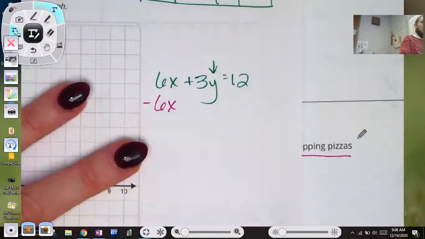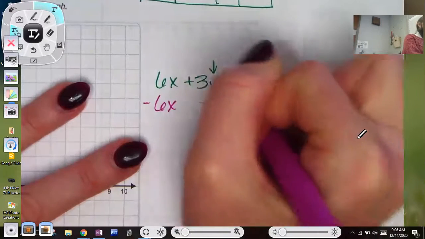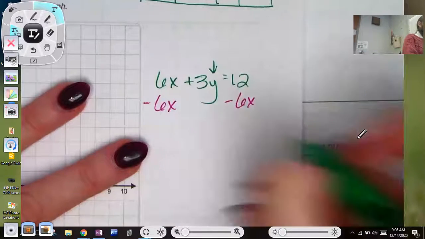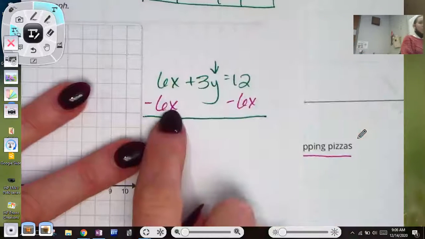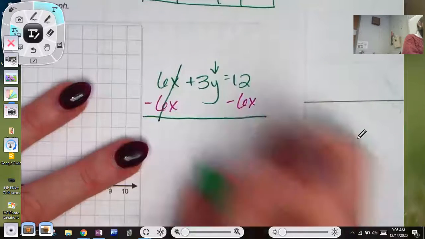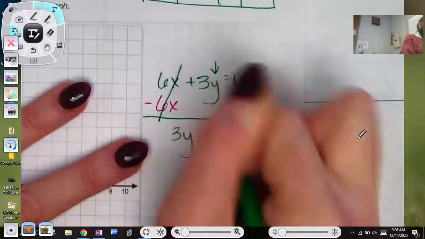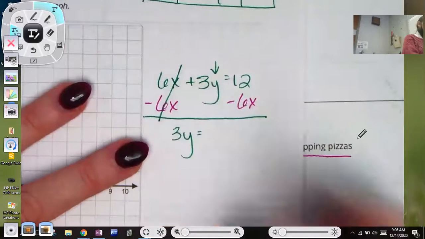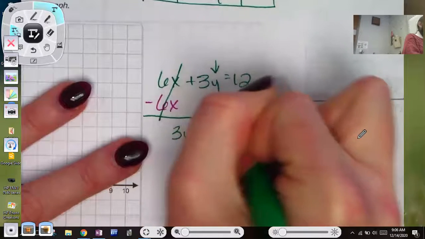Minus 6x. If I do it to one side, gotta do it to the other side. What happens to my 6x? Bring down my positive 3y. Can I combine these? Nope. So I have 12 minus 6x.